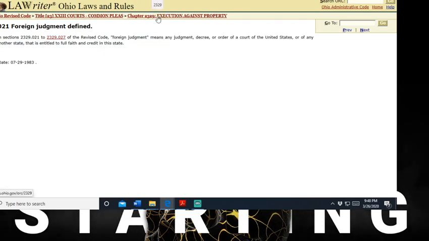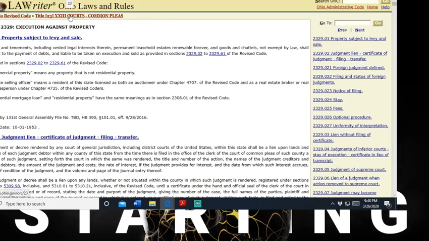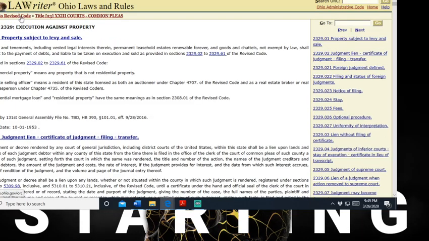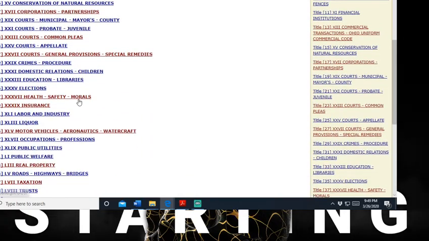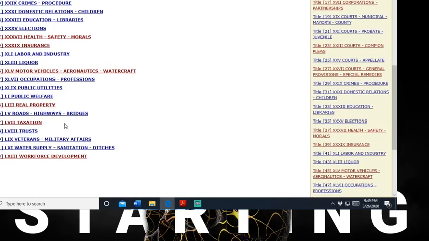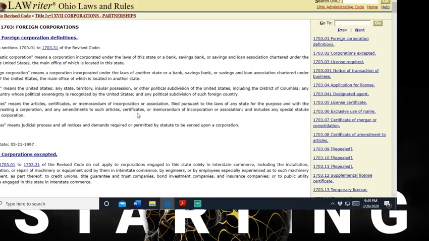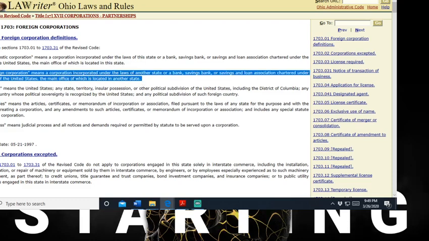And before we move on, I'm going to show you this. We're going to go into this section, and we're going to talk about corporations. So they talk about foreign corporation. A foreign corporation incorporated under the laws of another state. So you hear that. Another state, or bank, saving, or savings loan association chartered under the laws of the United States, the main office of which is located in another state. So they talk about foreign. And you got to understand this in a degree so that you can incorporate this to do this right. So you have to understand this.